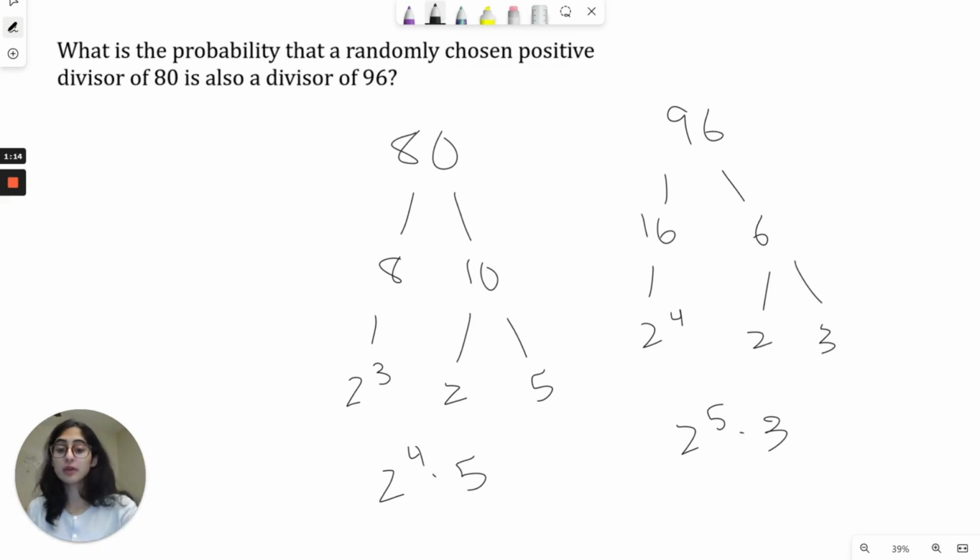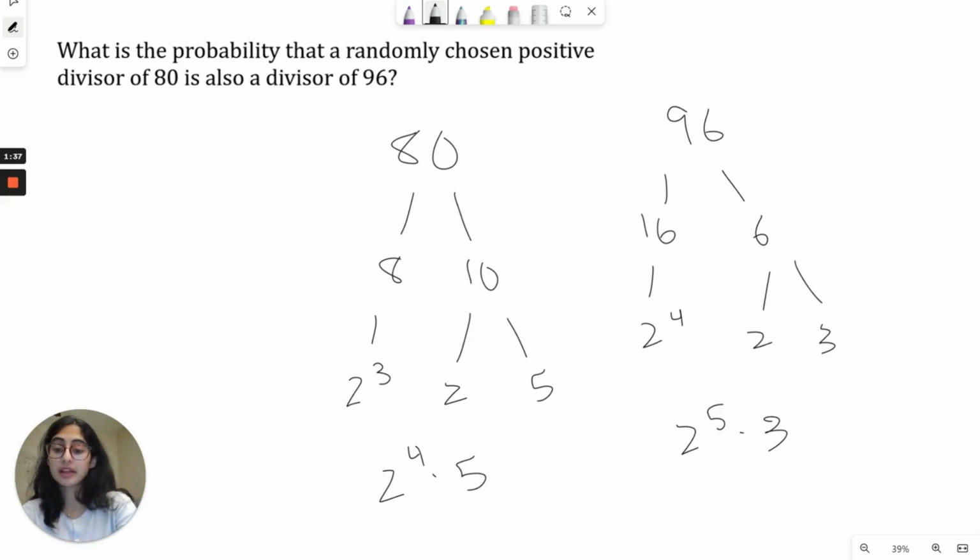Well, we know that if we pick any factor of 80 that is a power of 2, it'll be a factor of 96, but it just can't have a 5 in it because 96 doesn't have a 5 in it. So we can literally pick any factor of 80 except those with a 5, and it'll be a factor of 96 because 96 has more 2's than 80 does.